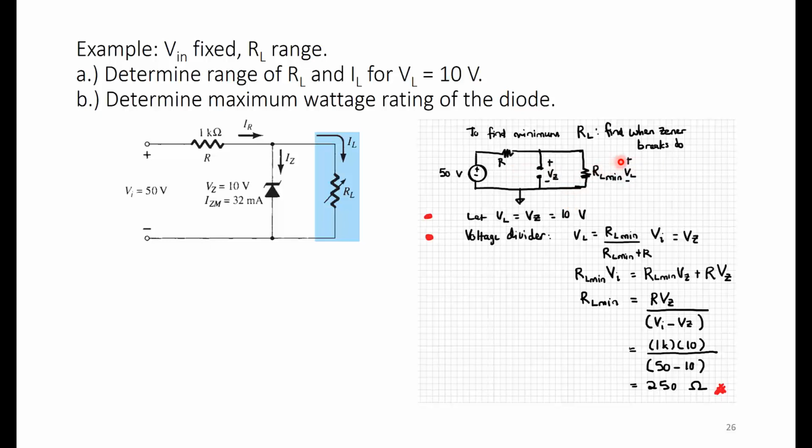Minimum RL means we need to find when the Zener diode breaks down. So we let VL equal Vz, which equals 10 volts, because that's the minimum value for the diode to break down. We do a voltage divider, as explained in the previous slide: VL equals RL min divided by RL min plus R, the whole thing multiplied by Vin, and we let it equal Vz. Then we rearrange to find RL min, and putting in R as 1K, Vz as 10, and Vin as 50, the value is 250 ohms.